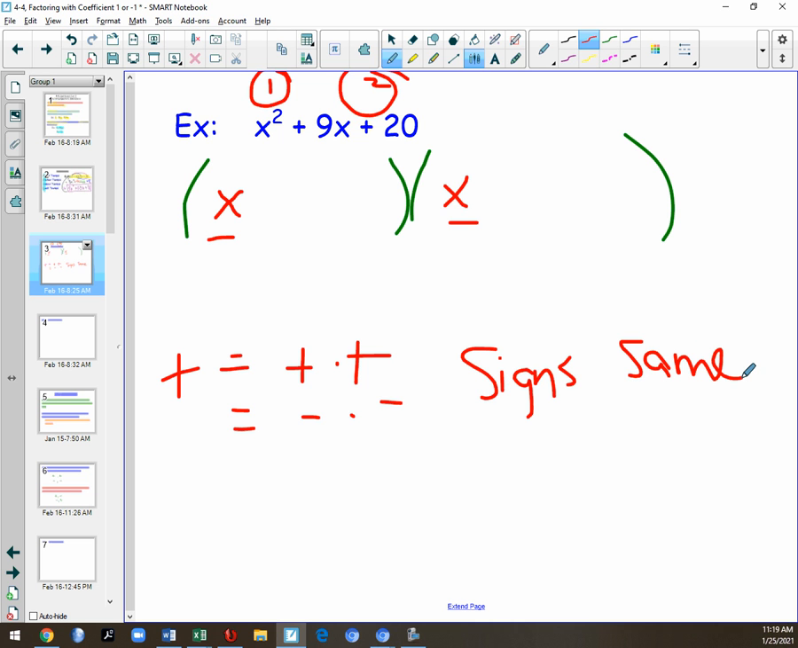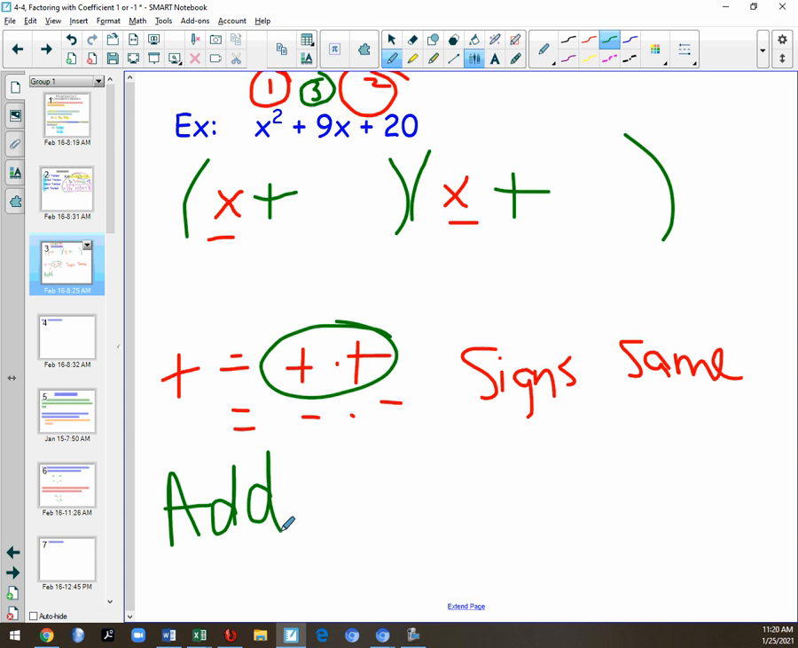Okay, well, how do I know which signs to use? Do I use the plus plus or the minus minus? Well, how you determine that is by looking at the middle sign. The middle sign is a plus, so that means I'm going to be utilizing plus plus, which means I need to add, because my signs are the same, I'm going to add my 2 terms together to get this number 9x. So I need to find all the factors of 20.